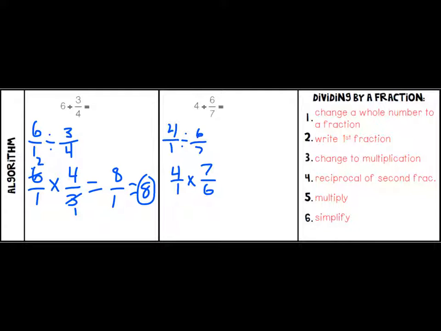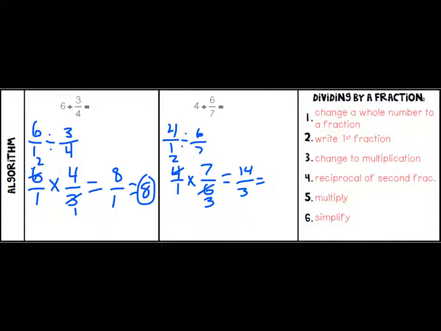4 divided by 2 is 2. 6 divided by 2 is 3. Now, can we do anything this way? 7 and 1, no, they don't have any common factors besides 1. So we multiply the numerators, multiply the denominators. 7 times 2 is 14, and 3 times 1 is 3.